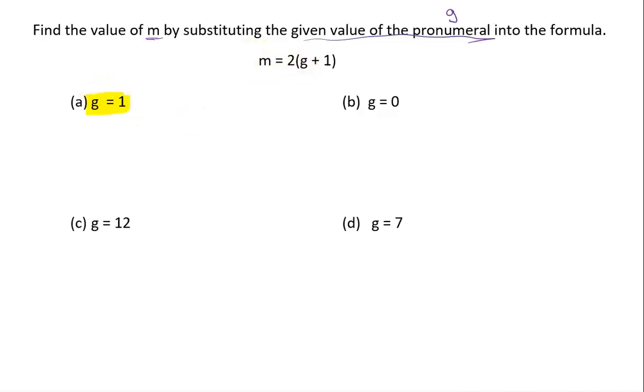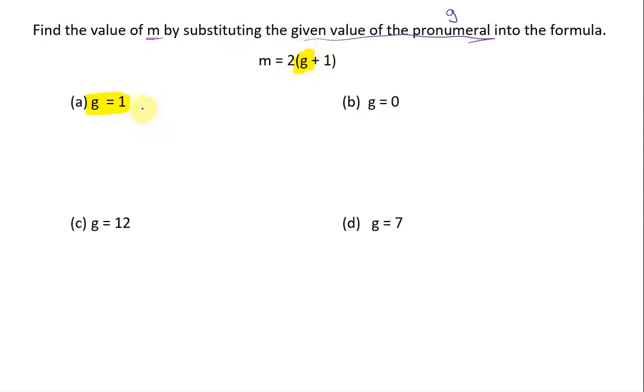We know g is 1, and we're putting that in where the g is. So instead of g, we're going to have 1 in the formula. That's what substituting is. It's putting the number in where the letter was in the formula. Our letter or our variable or pronumeral is a placeholder for some number that we don't know yet.